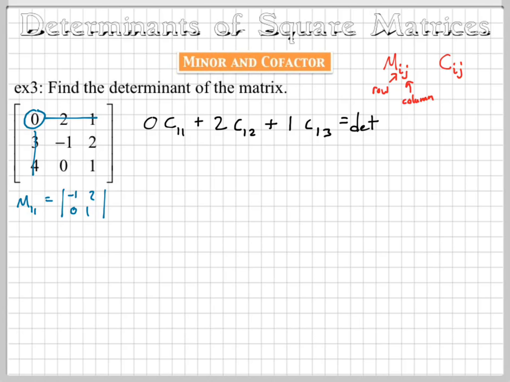Okay? All right, and remember what I told you guys, these straight lines, that means find the determinant. So you go -1 times 1, which is -1, and you're going to subtract 2 times 0, which is 0. And so that equals -1. So the minor of row 1, column 1 is -1. Not bad, huh?